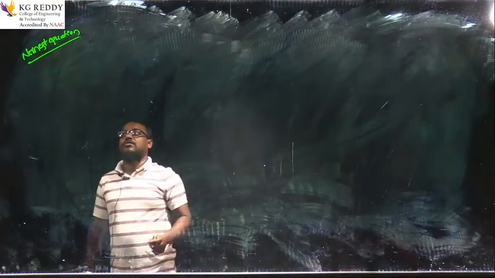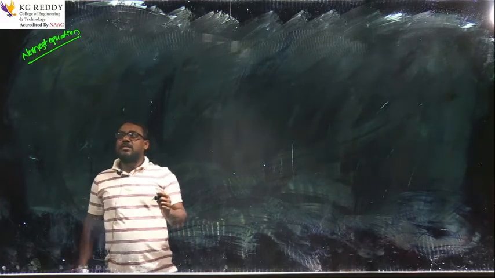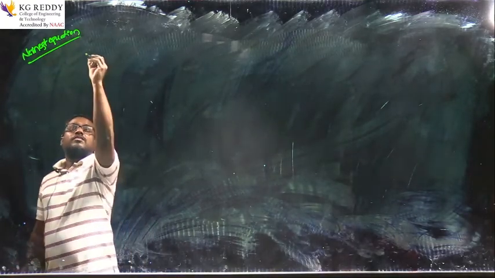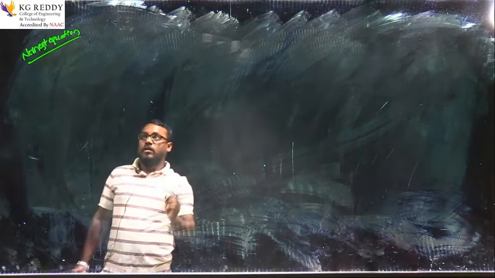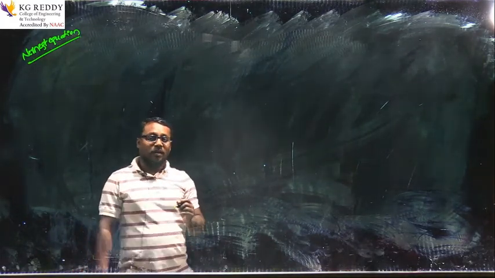Today I am going to explain the Nernst equation. The definition of the Nernst equation is the algebraic sum of the single electrode potentials. To write the Nernst equation, we need one chemical reaction.